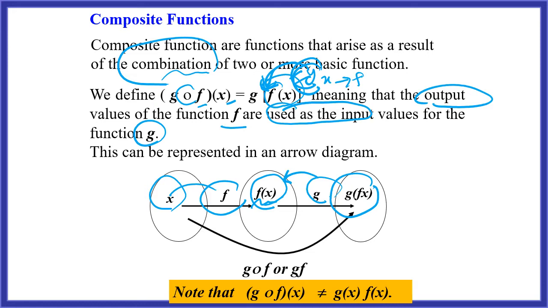Note that g of f is not equal to g x multiplied by f x. It's two different things. g x multiplied by f x is an operation. But this one is a composite function, not an operation of functions.